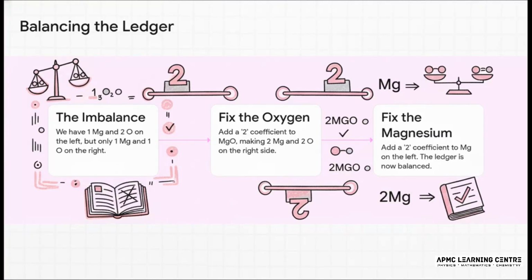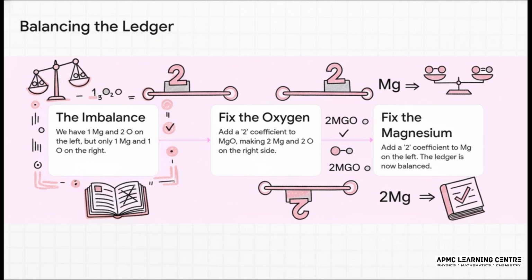So, first step, we take inventory. We've got 1 magnesium and 2 oxygens on the left, but only 1 of each on the right. The books are definitely off. So, what do we do? We pull our first lever. We put a big 2 coefficient in front of the MgO. That gives us 2 magnesiums and, importantly, 2 oxygens on the right. Awesome! Our oxygen is balanced.